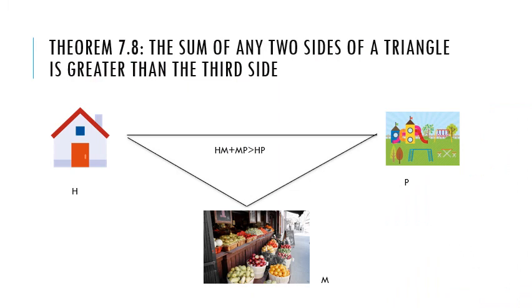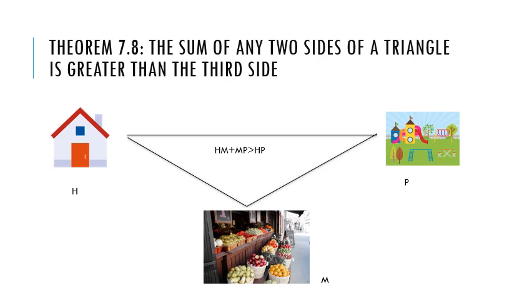Next theorem you already know from class 7th, that is the sum of any two sides of a triangle is always greater than the third side. So what they are talking about is that if there is a triangle, then you add any two randomly taken sides, it will obviously be greater than the third side. I've taken an example where there are three figures where H represents my home, P represents the playground near my home, and M represents the marketplace.